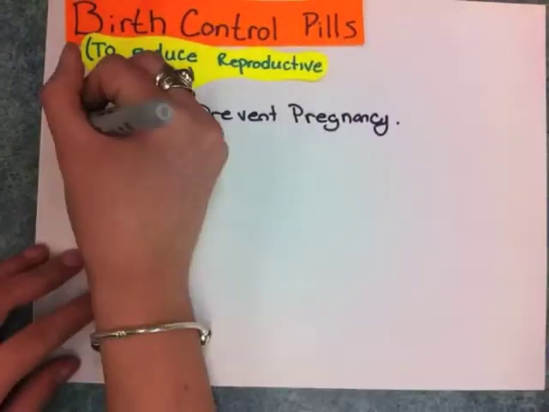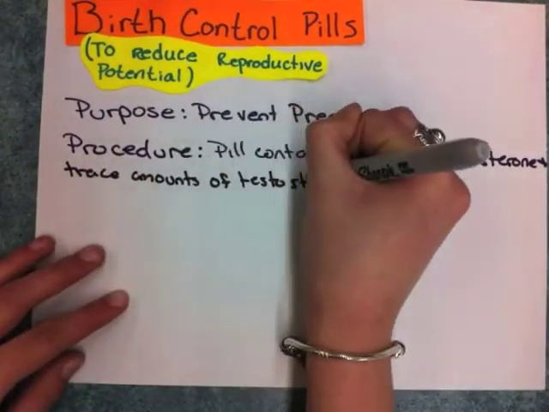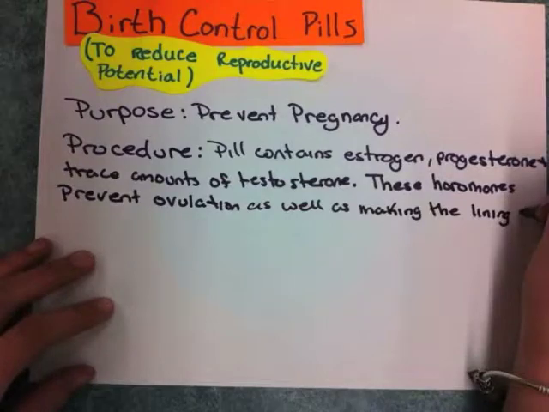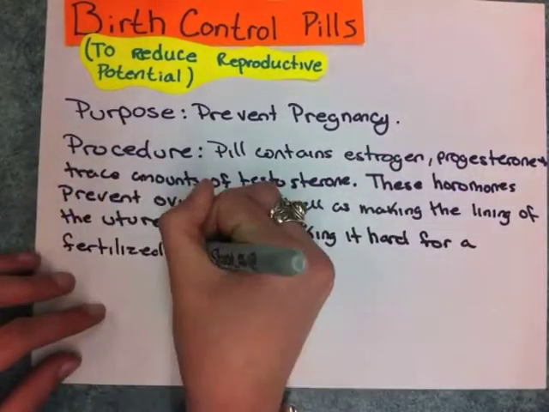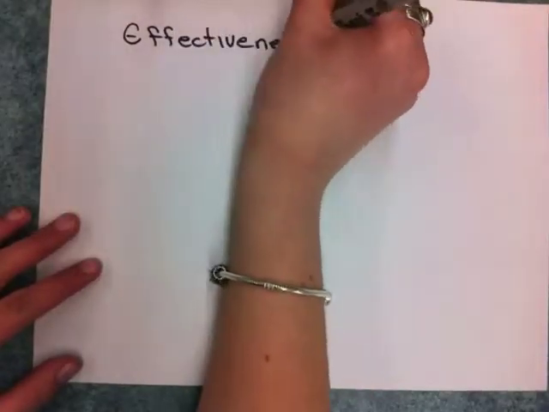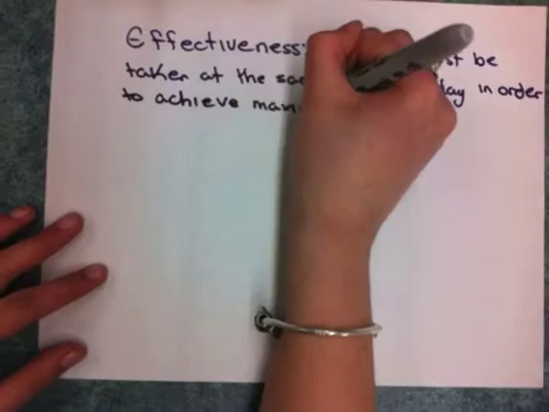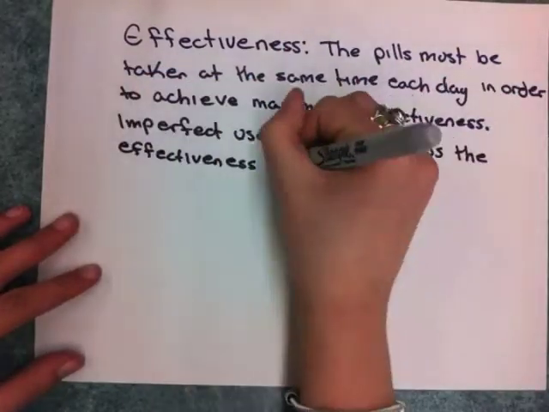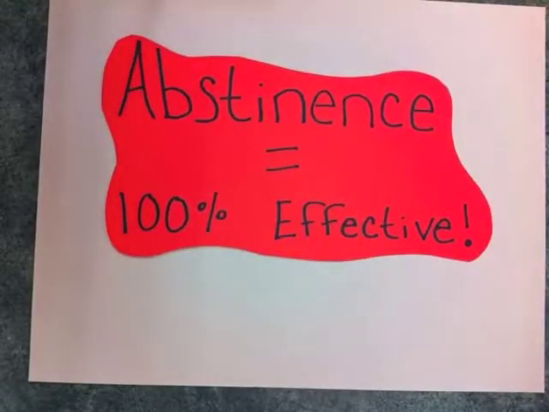Birth control pills reduce reproductive potential. They prevent pregnancy. The pill contains estrogen and progesterone, and trace amounts of testosterone. These hormones prevent ovulation as well as making the lining of the uterus thinner, making it hard for a fertilized egg to attach. Effectiveness: the pills must be taken at the same time each day in order to achieve maximum effectiveness. Imperfect use of the pill drops the effectiveness from 99.9% to 92.95%. Abstinence is 100% effective.